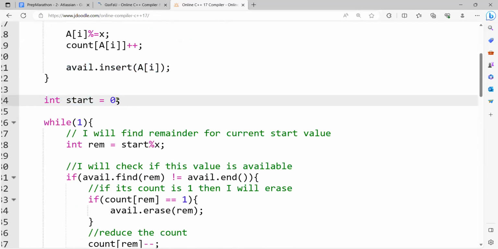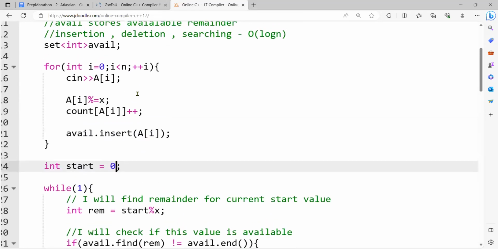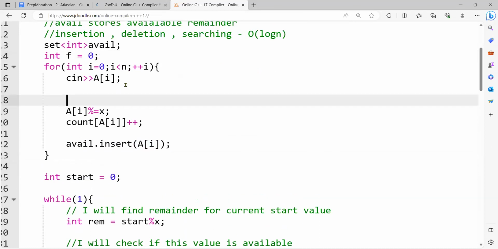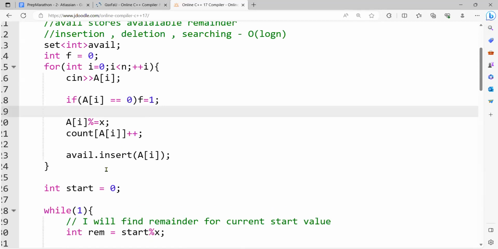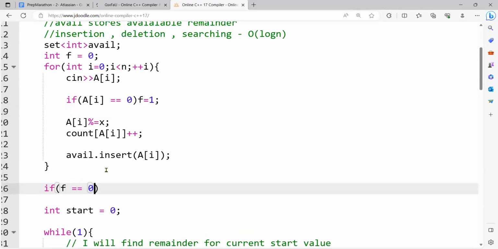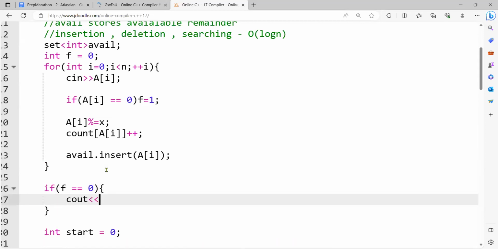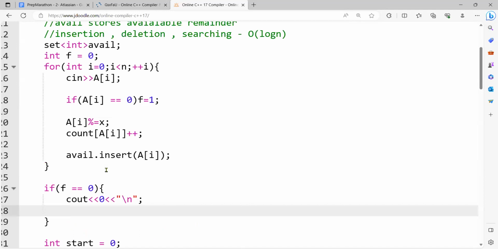Now we will start from 0. One thing that we missed is we need to see if 0 is present in our array or not. If 0 is not present, then we cannot start. 0 is the basic requirement, so I need a flag for checking that. If A[i] is 0, then flag equals 1. If there is no 0 in my array, then I cannot start. 0 is the minimum excluded value.